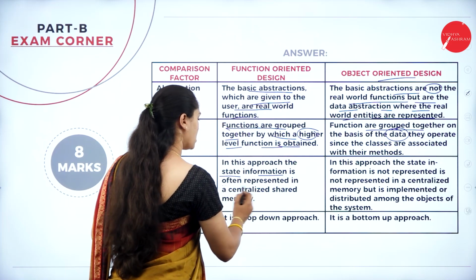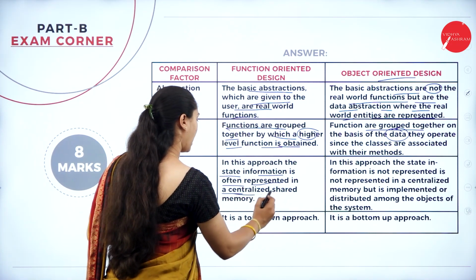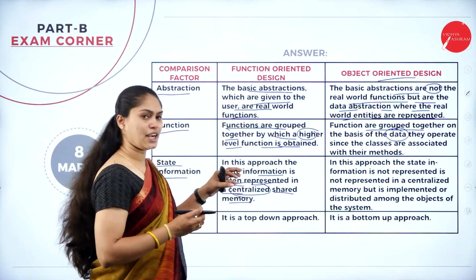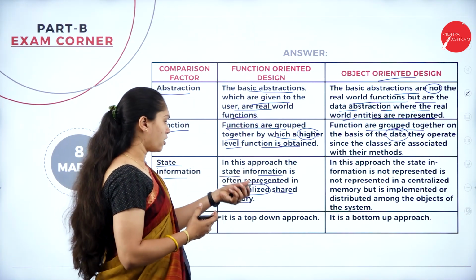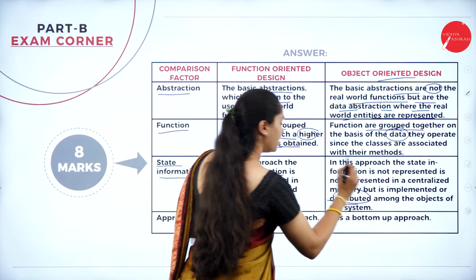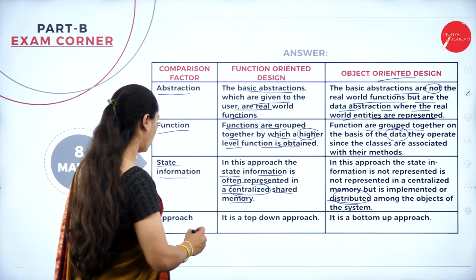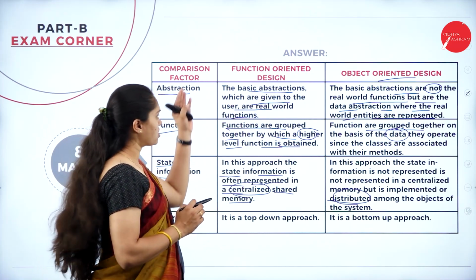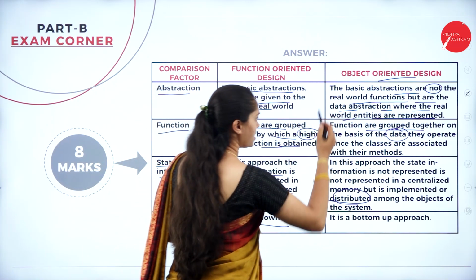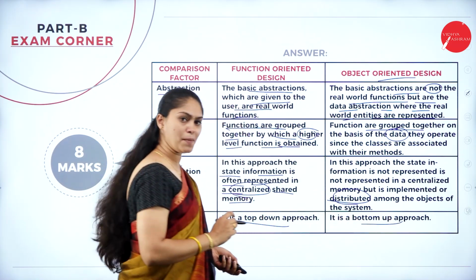state information is often represented in a centralized shared memory. So, the information about the state of the designing process is going to be shared in a centralized memory, but in object oriented design it will be in distributed memory. And also, when it comes to the approach, functional oriented design is a top-down approach. Object-oriented design is a bottom-up approach.